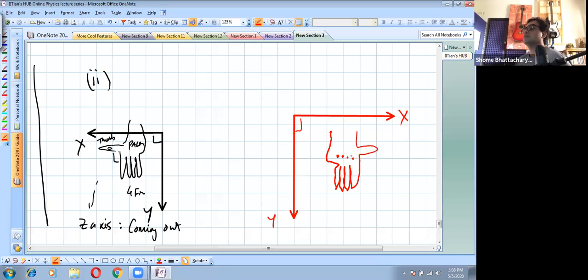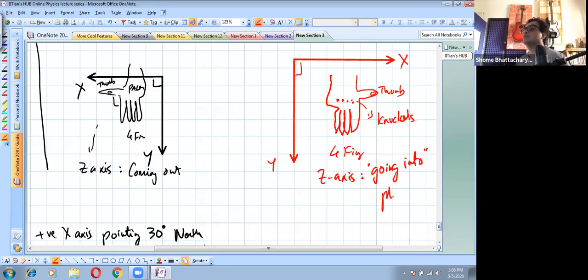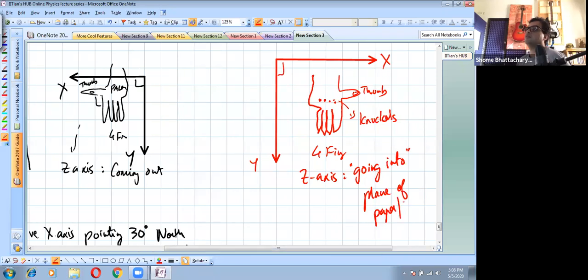These are your knuckles. This is your thumb. These are your forefingers. So your palm is actually pointing away from you. So in this case, what will happen? Your z-axis is going into the paper or board. I have not given this question, but suppose it was like this.